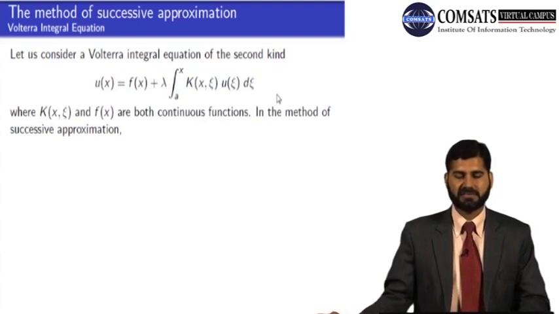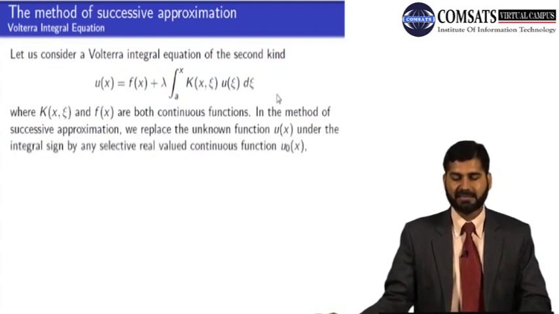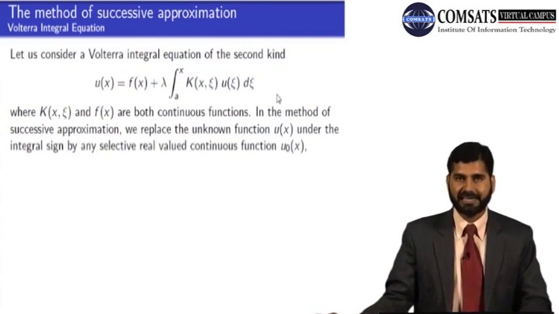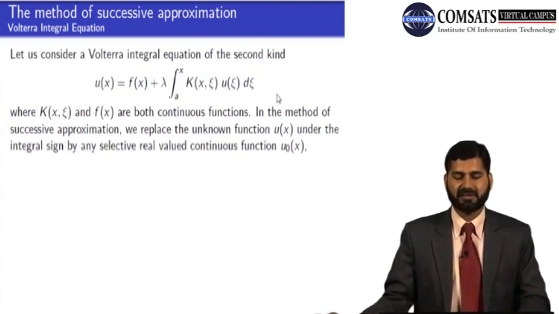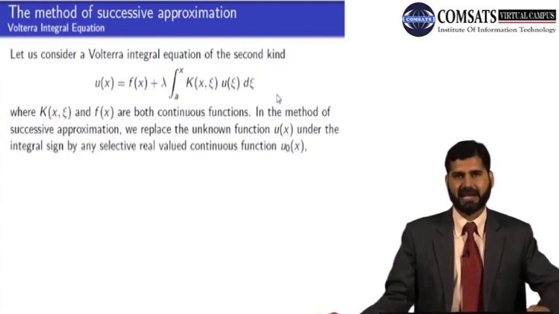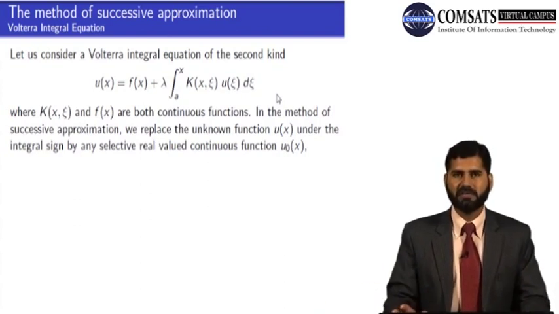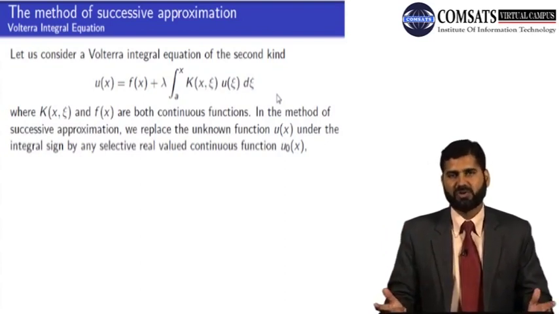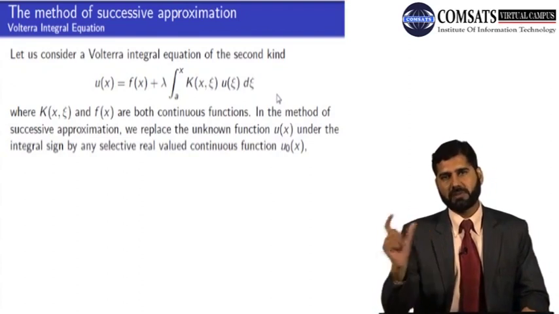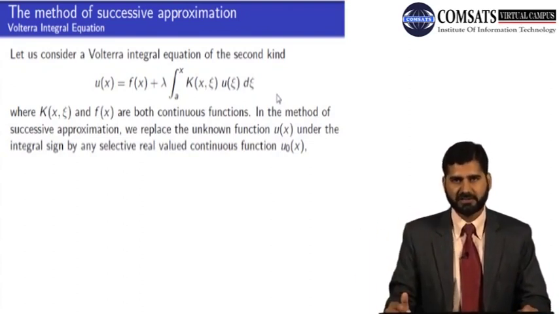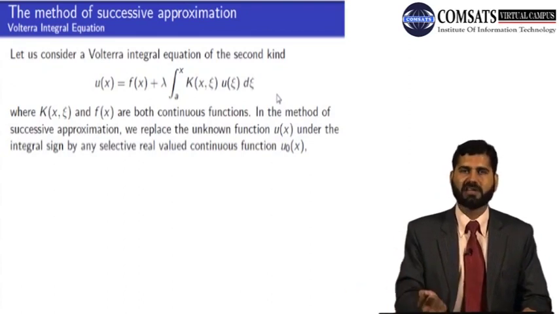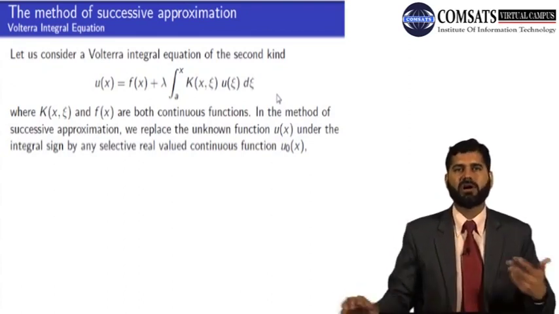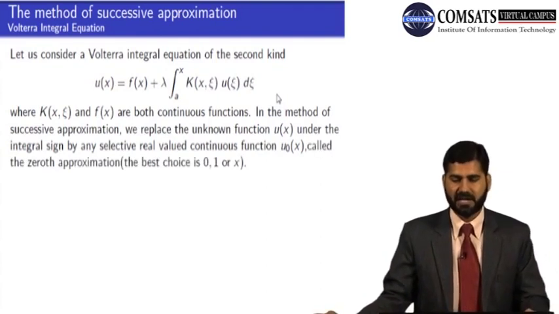In the method of successive approximations, we replace the unknown function u(x) under the integral sign by any selective real valued continuous function u0(x). We select a function u0(x) and we replace it, because the only problem in our equation is that u(x) is coming inside the integral and we don't know what to do, right? So what we do is we replace it with some selective function u0(x) and we solve the right hand side to obtain u(x). We call that u1(x). All right, so this is called the 0th approximation.